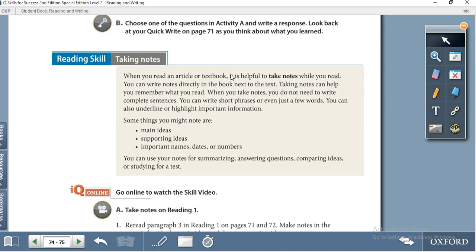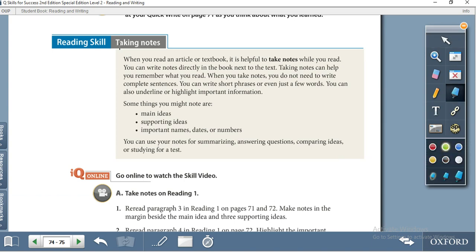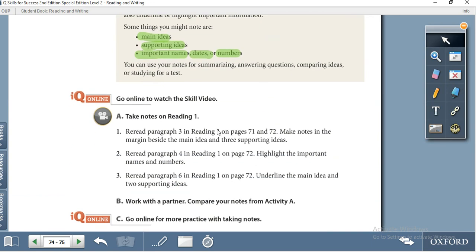Then, once again, it is talking about taking notes. Whenever we listen and read, we take notes like main ideas, supporting ideas, and important names, dates, and numbers. We write so as to remember it, and to summarize it. Take notes on reading one. Read paragraph 3 in reading one, page 71 and 72. Also, you have to solve these. Okay, let's move to the next page.